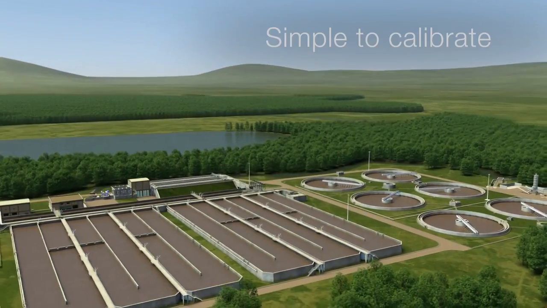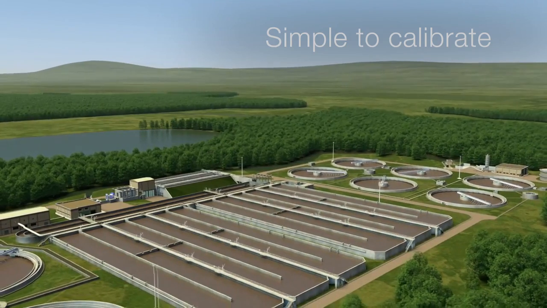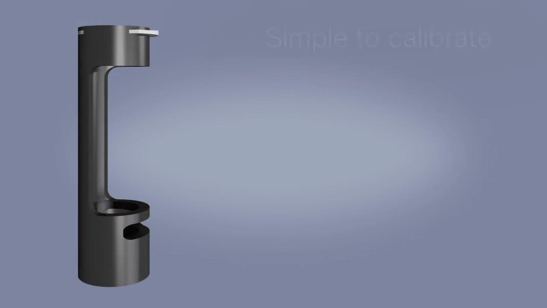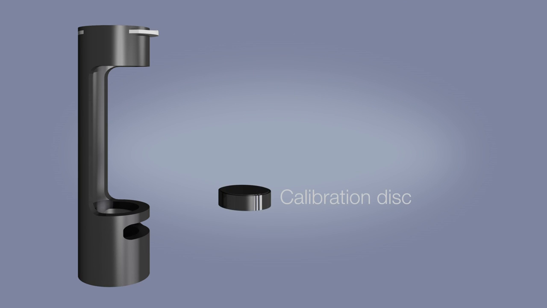The ATS430's performance can be easily verified with ABB's Sensor Verification and Calibration Kit. Simple, safe, and cost-effective, the Sensor Verification and Calibration Kit provides the accuracy of a formazine calibration without the need for using chemical standards that can be costly, dangerous, and difficult to prepare. Each kit is provided with a range of different calibration discs that have been factory calibrated against primary turbidity standards.